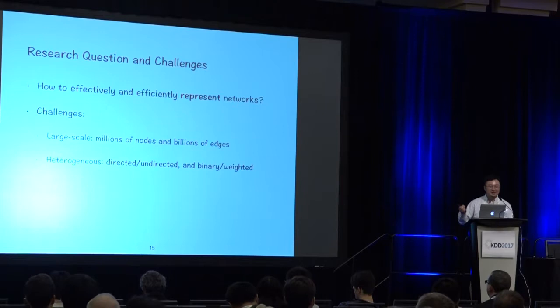There could be directed links, there could be undirected links, right? There could be labeled nodes, there could be unlabeled nodes. Sometimes the orders of nodes matter, sometimes they don't. So there's a huge variety, huge diversity among the semantics in the network. So that's why finding the right representation of networks has always been a very hard task.